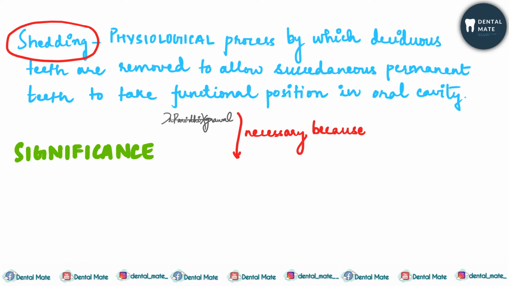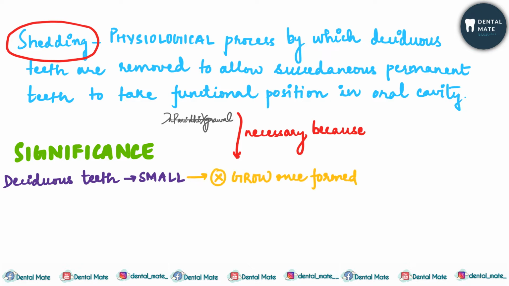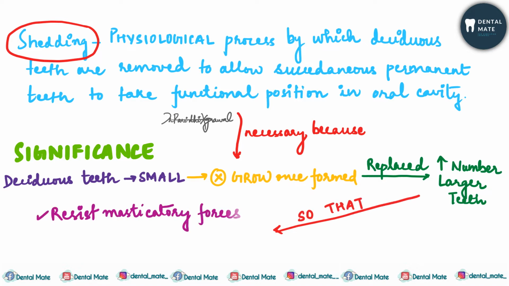Now, why is it necessary? What is the significance of shedding? Shedding the deciduous teeth is necessary as the teeth do not grow after they are formed, and therefore they need to be replaced by a greater number of larger teeth so that they can resist the masticatory forces and look aesthetically pleasing in the large jaw of the adults.